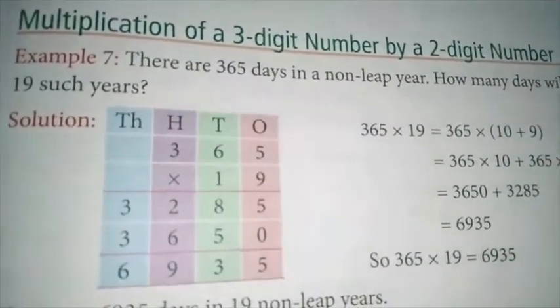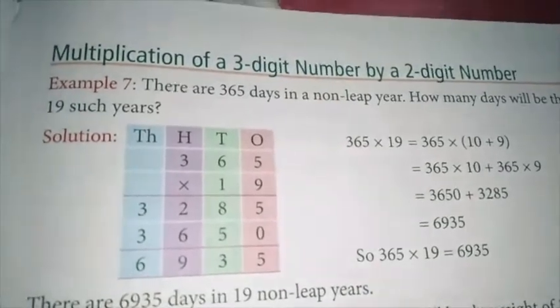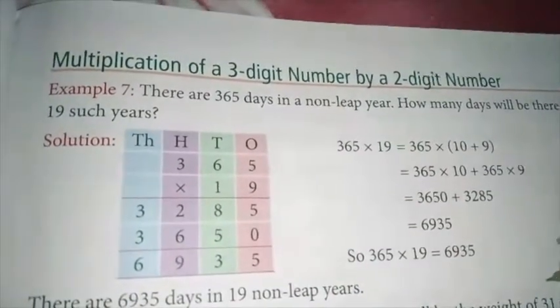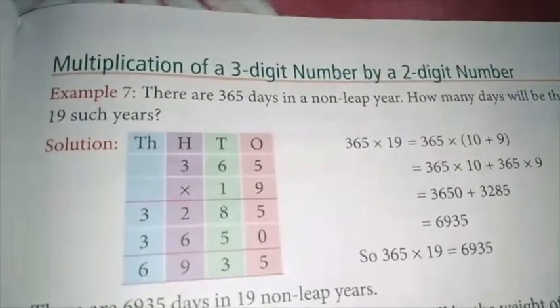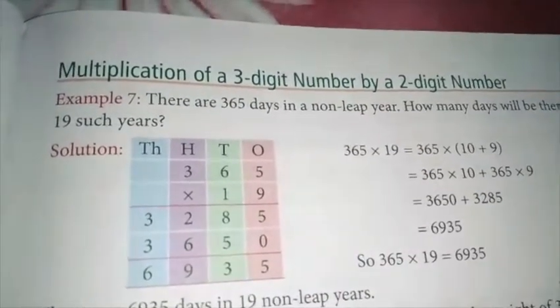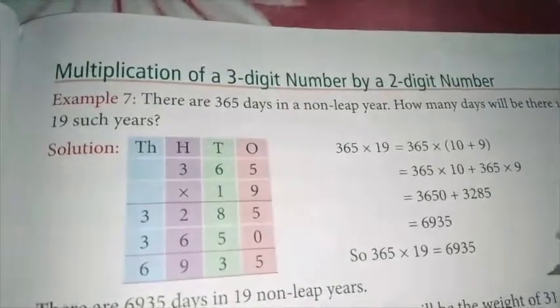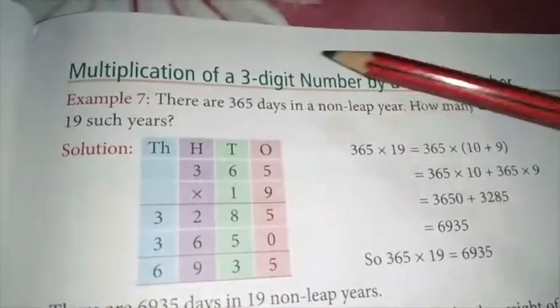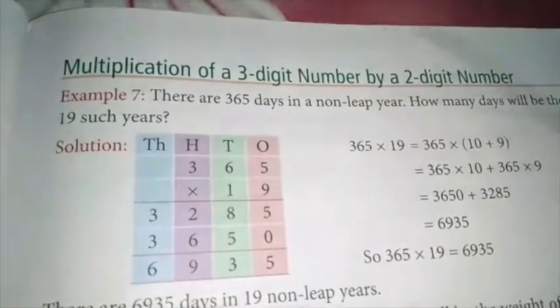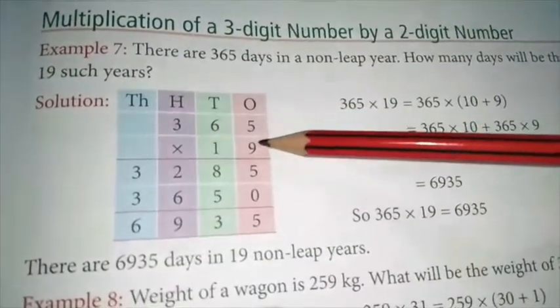Like, suppose you have 7 days in a week. In 1 week you have 7 days. So how many days will be there in 2 weeks? Same way, you have 365 days in 1 year. So 19 years will have how many days? So you multiply 365 into 19.